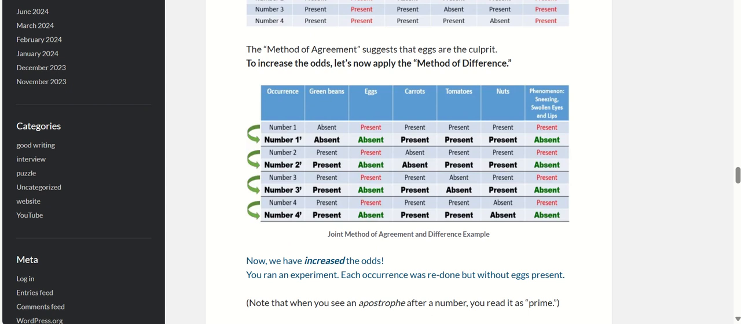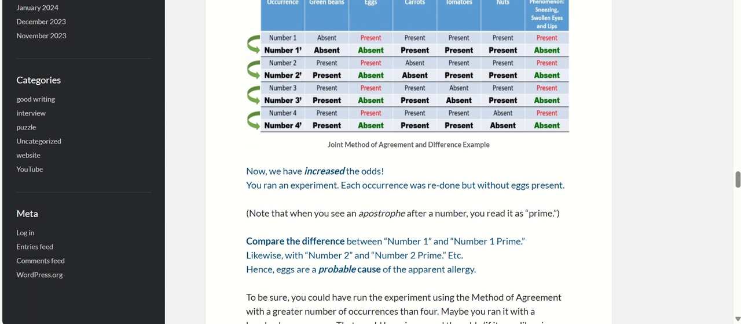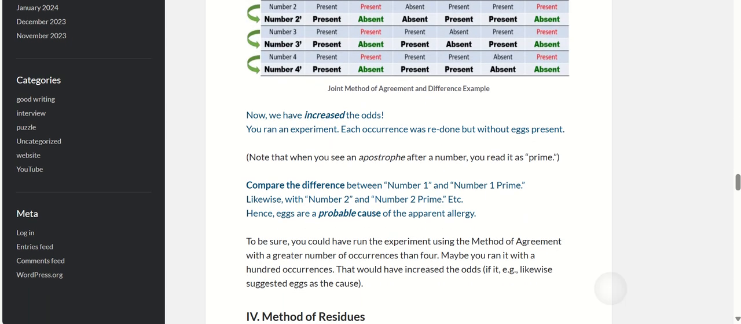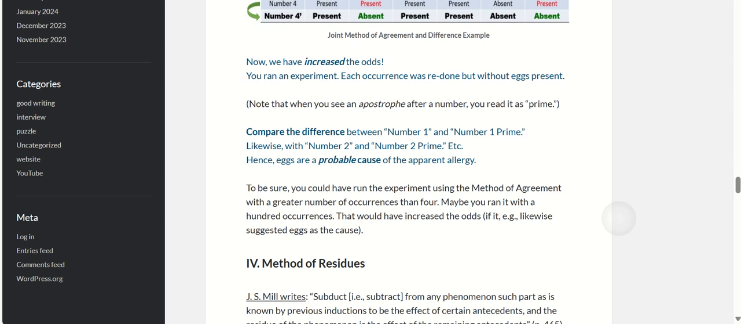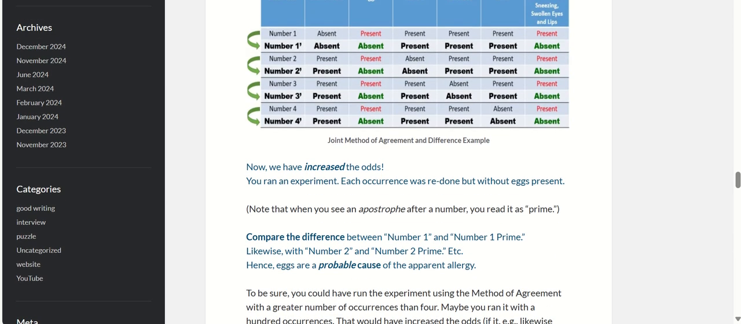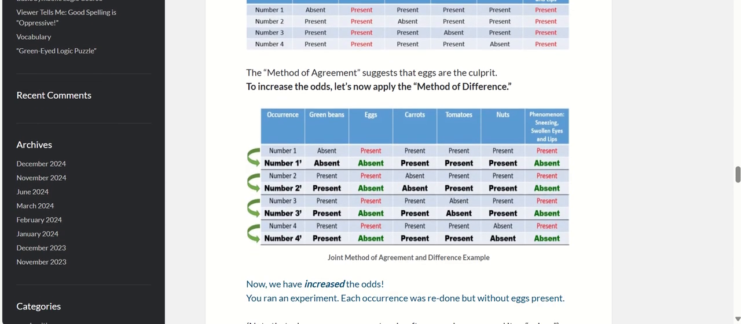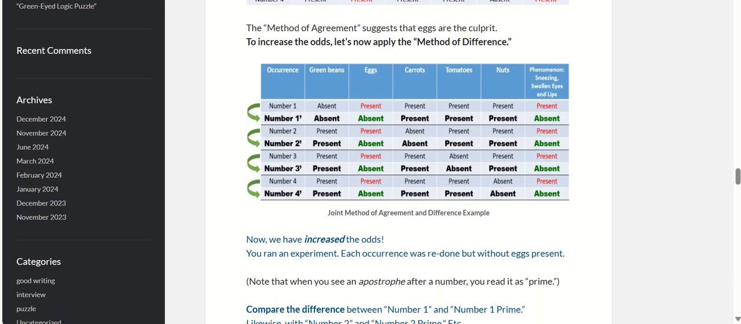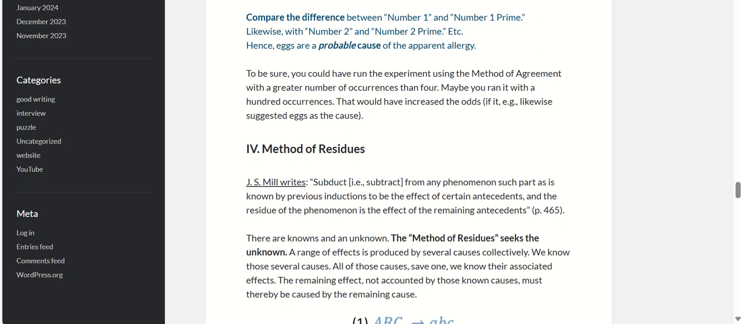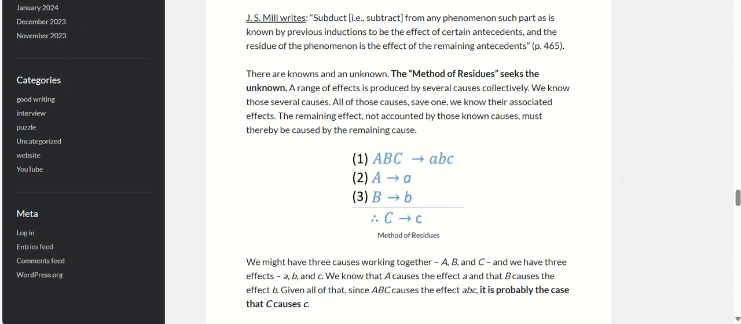You ran an experiment, each occurrence was redone, but without eggs present. So compare the difference between number 1 and number 1 prime, likewise with number 2 and number 2 prime, etc. Hence, eggs are a probable cause of the apparent allergy. Okay. So we're just combining the two, and we can see that definitely increases the likelihood that we found the issue.